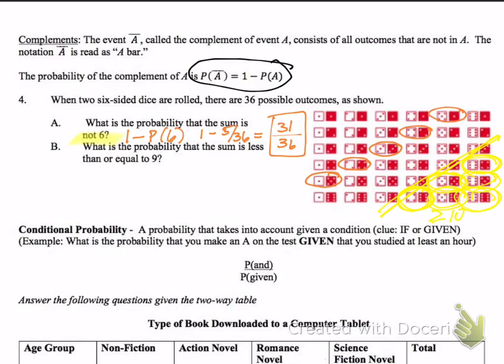So the probability of getting greater than or equal to 10 is what? 1, 2, 3, 4, 5, 6. So 6 out of 36. So 1 minus 6 out of 36 would be 30 out of 36, which reduces to 5 over 6.